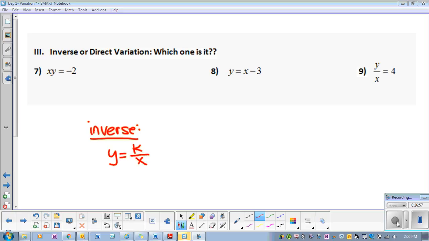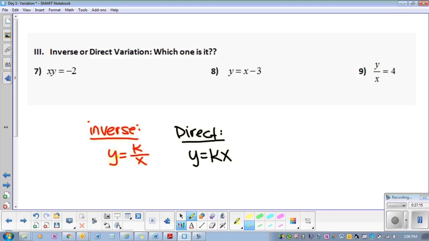Okay, y equals k over x. Yeah, you had it. How about direct? y equals kx. Direct, you're multiplying. Inverse, you're dividing. But if you look at both of these, they're both equal to y. So if you want to know whether they are direct or inverse, you need to first make them equal to y.